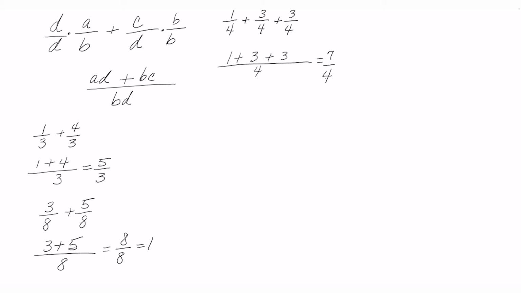Let's do one more with a common denominator. So if we take 1/8 plus 3/8, we have 1 of something plus 3 of something gives us 4 of those somethings. So that gives us 4/8. And 4/8 will reduce. So we can say that 4 goes into 4 once and into 8 two times. So 4 parts out of 8 reduces to 1/2.